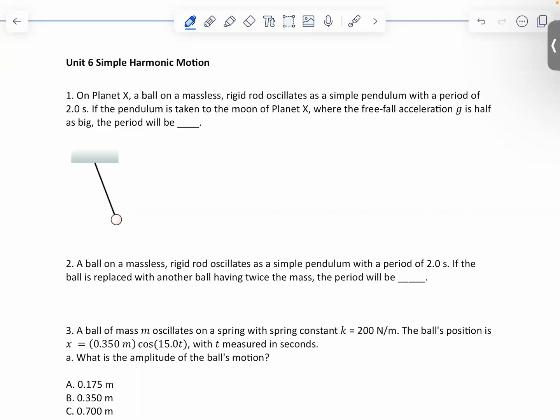Right, on planet X, a ball on a massless rigid rod oscillates as a simple pendulum with a period of 2 seconds, just like Earth, okay, back and forth in 2 seconds. If the pendulum is taken to the moon of planet X, where the free fall acceleration g is half as big, the period would be right now.